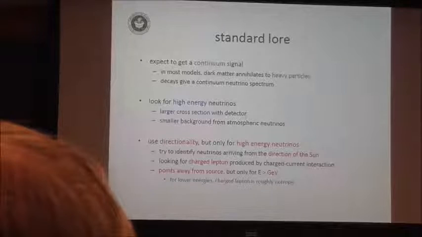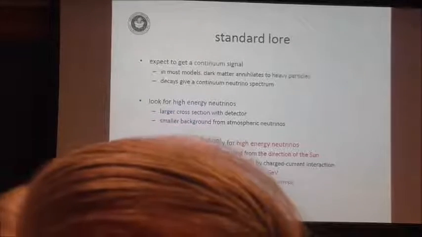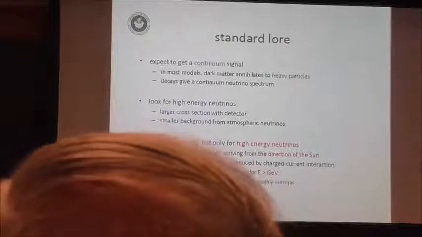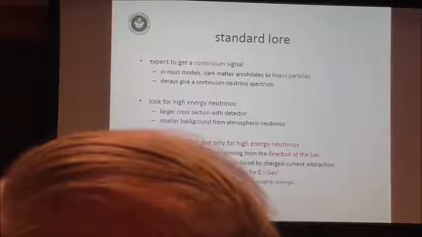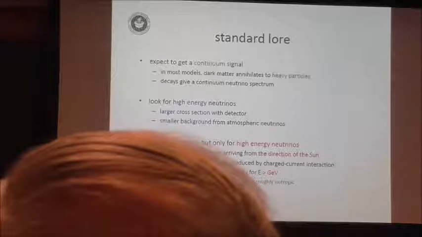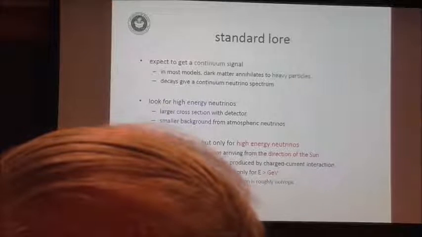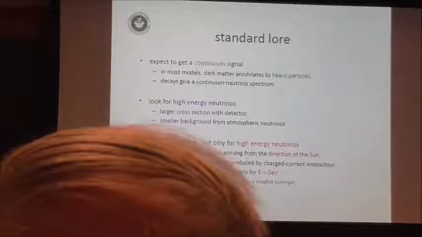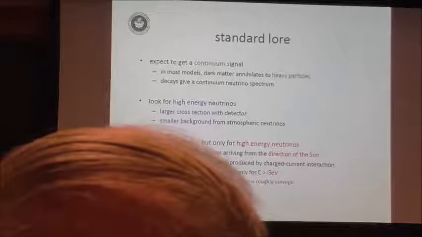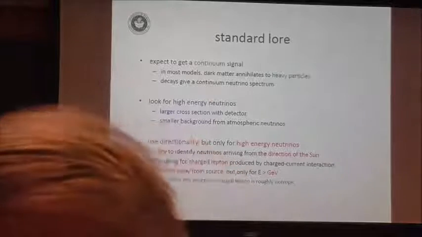And so the standard lore for how we look for neutrinos coming from dark matter annihilation is that the first thing that you should expect to get is a continuum signal, so some continuum of neutrinos. Basically because in most of the models you consider, dark matter is going to annihilate to some heavy particles, and then when those particles decay, you get some cascade, and that's where you get some continuum neutrino spectrum. And what you want to look for are the high energy neutrinos coming out of this process.